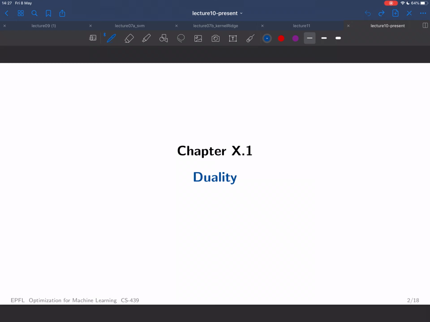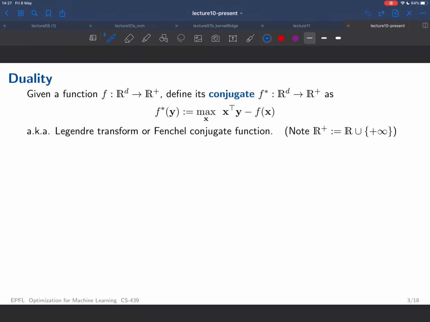Duality is the first part. Now, this is maybe a bit abstract if you see it the first time, but I'm sure you have seen quite a few examples of duality in other contexts, like in math classes. So there's often a duality between classes of different concepts, and here this is for functions.